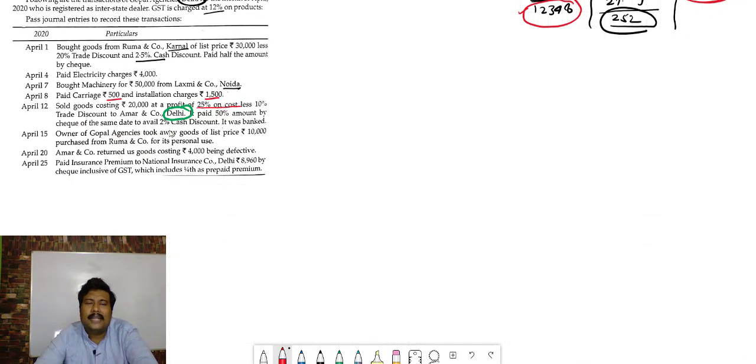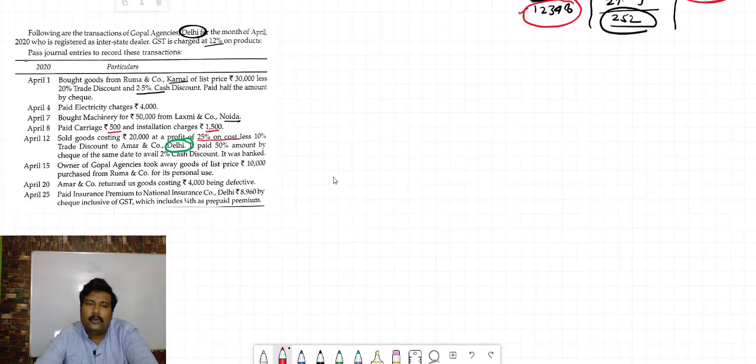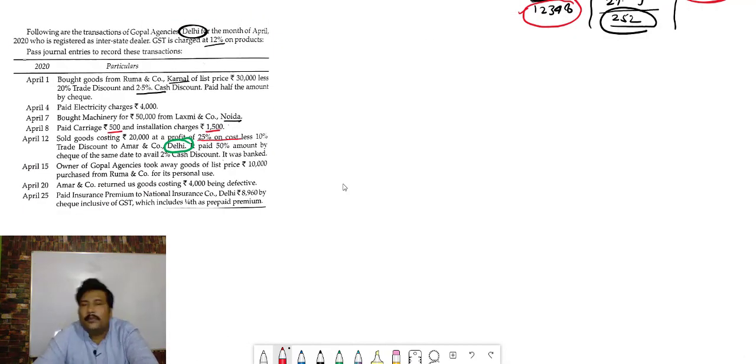Now we proceed to transaction number 15. That is your homework. After watching this particular video, solve this question one more time. That is your homework. So, April 15: the owner of Gopal Agency took away goods of list price 10,000 purchased from Rama & Company for personal use.